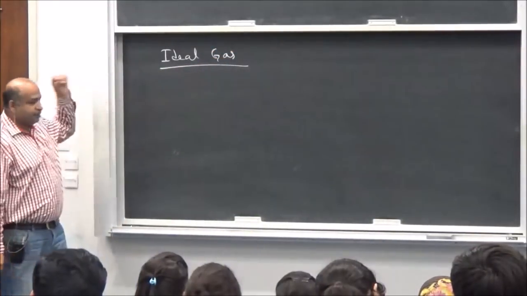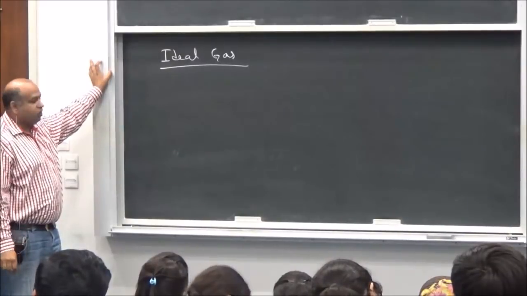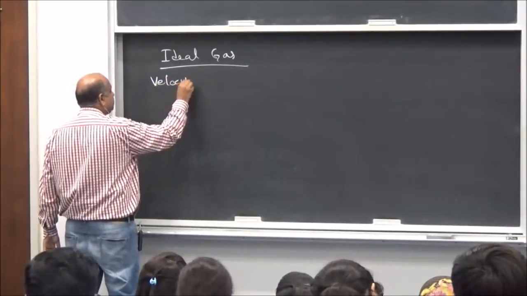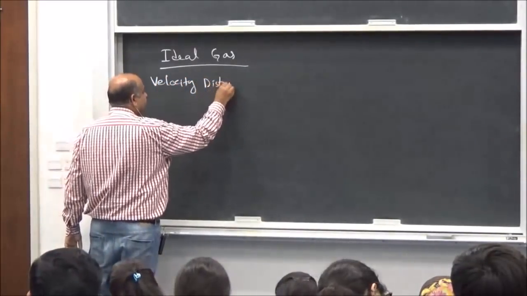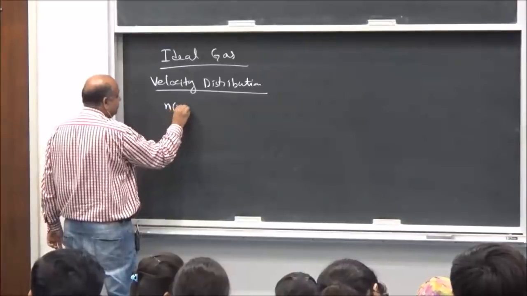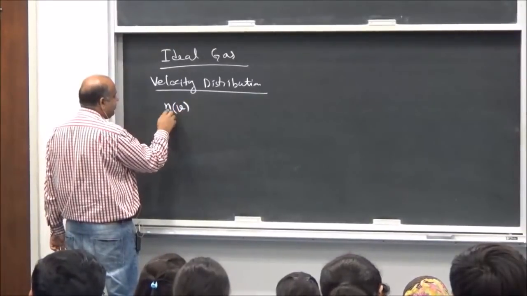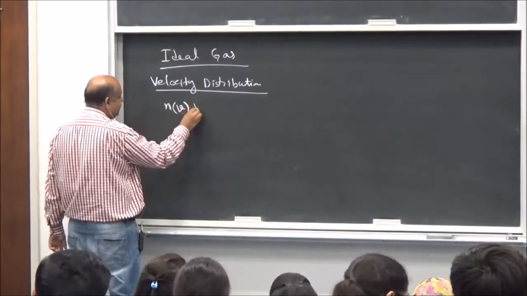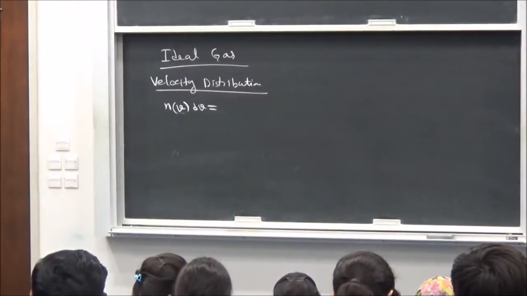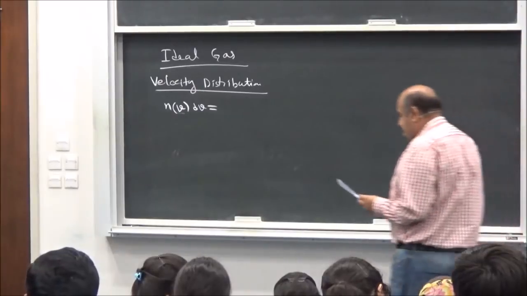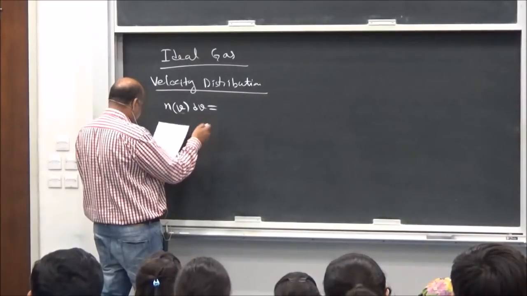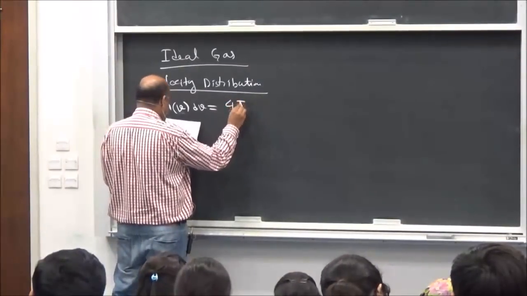We have already computed the velocity distribution for the ideal gas, the Maxwell velocity distribution, using the Maxwell-Boltzmann distribution, and we found that the density of particles, or number of particles per unit volume at a given velocity v, is equal to a constant a into an expression. I had said that you can find the constant a by normalization, and if you do that you get this expression.